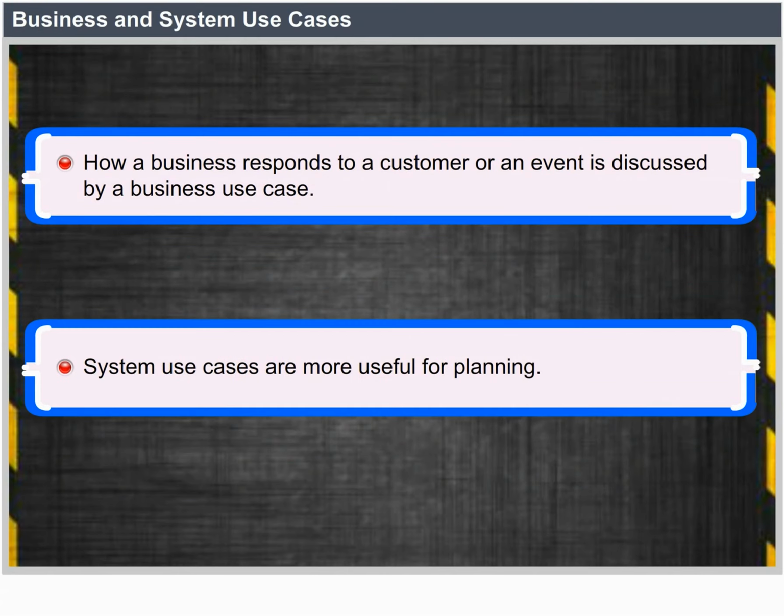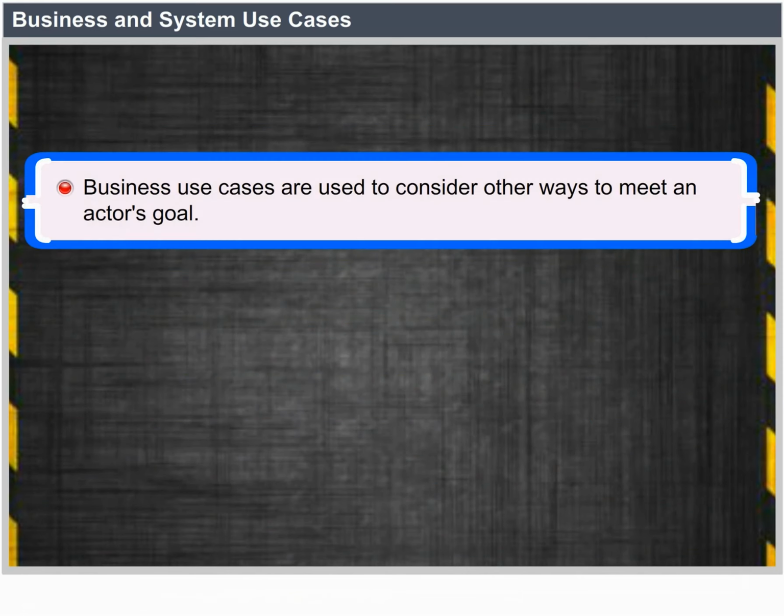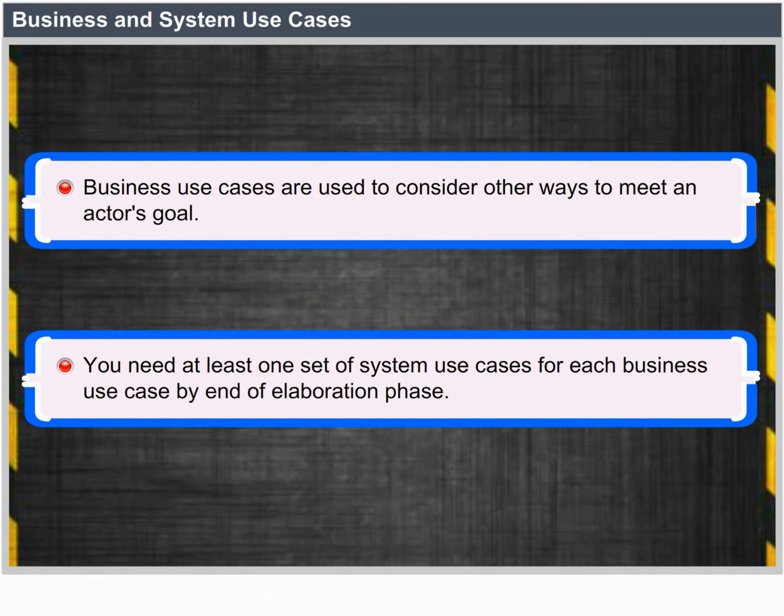System use cases are more useful for planning. Business use cases are used to consider other ways to meet an actor's goal. You need at least one set of system use cases for each business use case by end of elaboration phase.